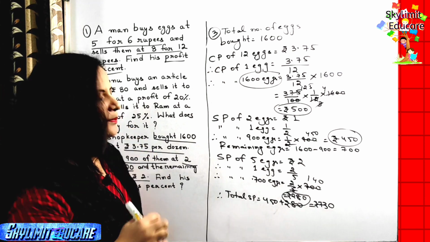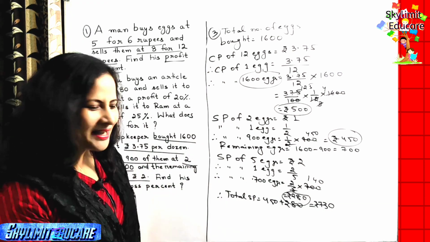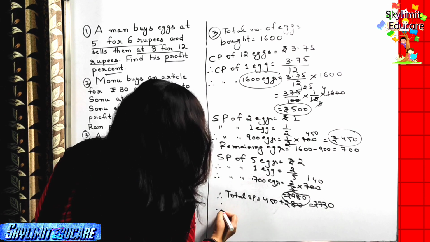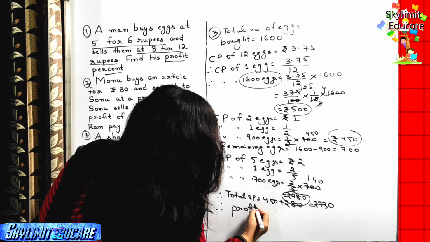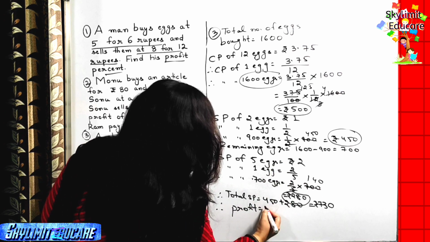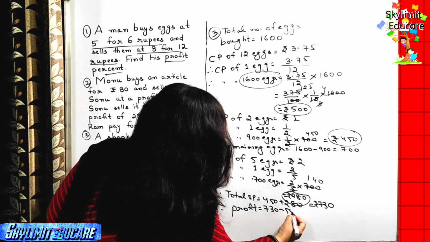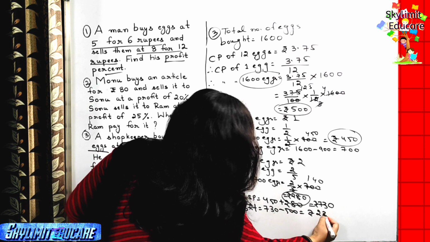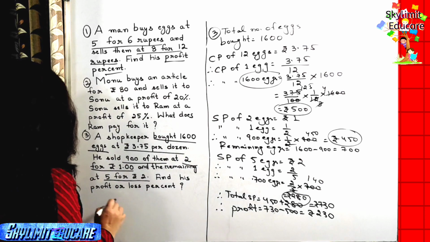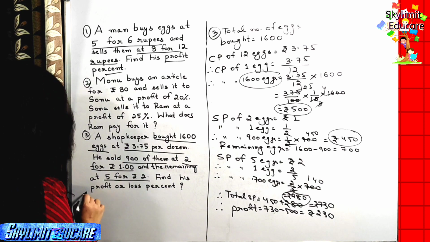It's very clear that he has got a profit, rupees 230. Okay, so let's find out the profit. So therefore profit, what will be the profit? Profit is total SP, 730, minus 500, that is equal to rupees 230, right? So now here let me find out the profit percent and show you.